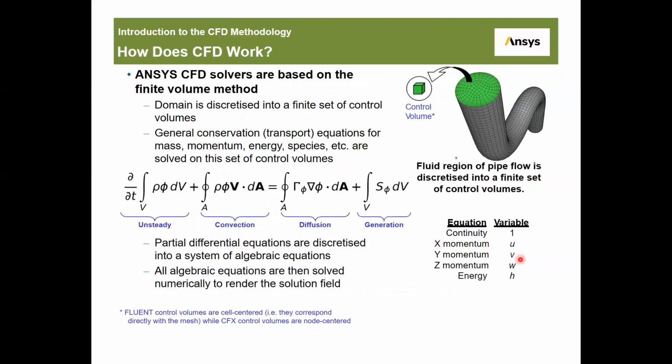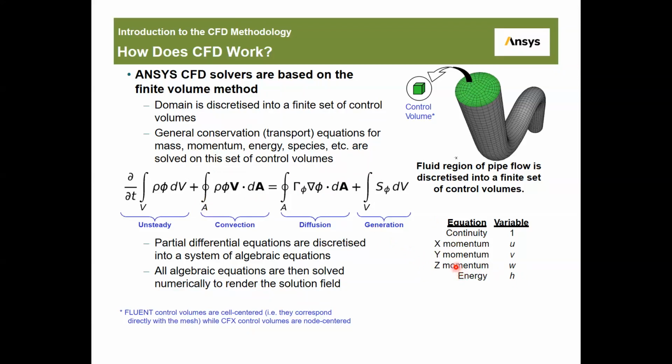If you replace phi with v, you have the y momentum equation. If you replace phi with w, you have the z momentum equation. And then if you replace phi with h, you have the energy equation. So we have five equations.